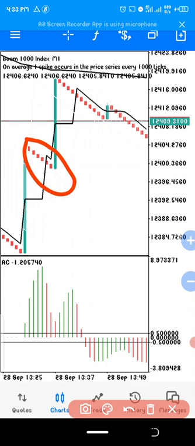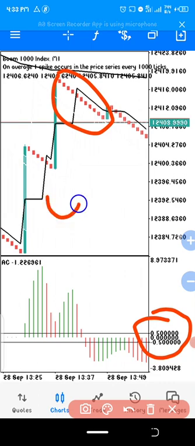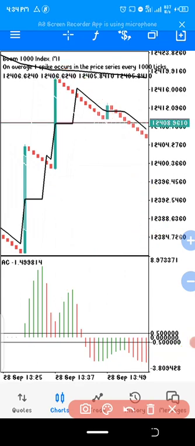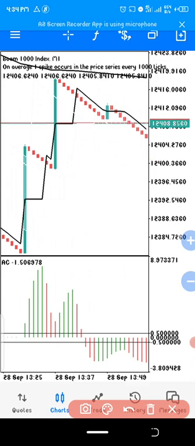So we are adding the accelerator oscillator as an extra confirmation. When we see that the market has crossed the Ichimoku, we have some levels here on the accelerator: the 0.5, which I'll be explaining for Crash, and then the minus 0.5, which is for Boom. Since we're in Boom, we are going to be taking note of the minus 0.5 level.